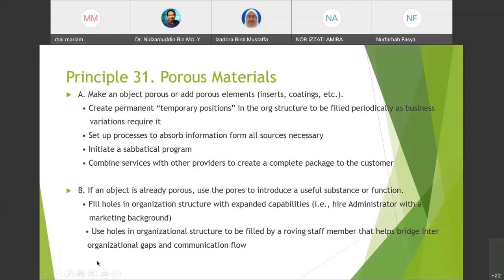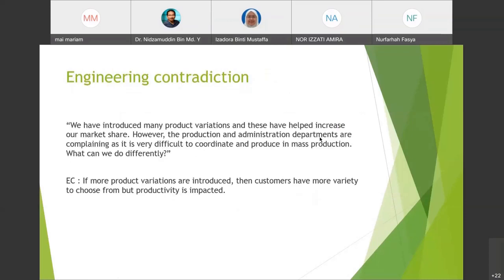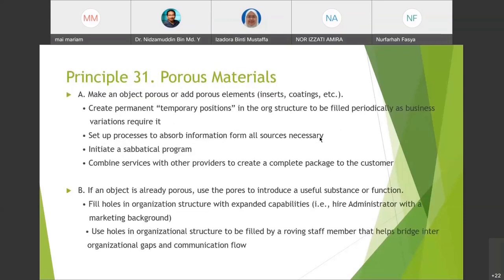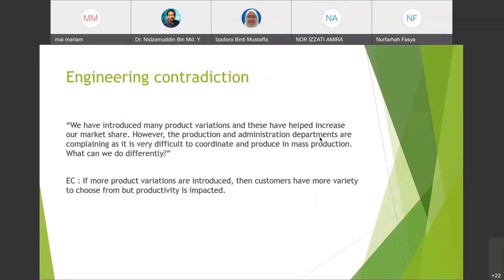Okay, these are examples of how you can find the synonyms for the 40 IPs, inventive principles, in the management or business area. So now, of course, you know that TRIZ is about structured problem solving. Now I want to show you how we can use TRIZ to solve our inventive problem.